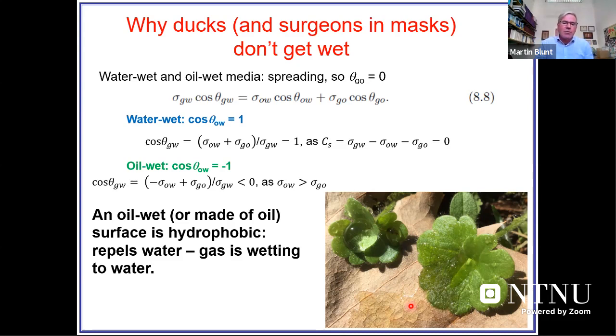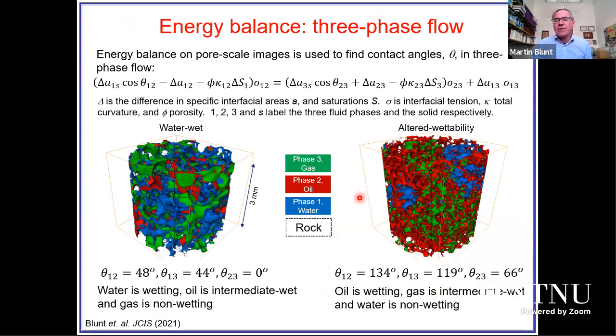So an oil wet surface, or something that's made out of an oil like a plastic, is also hydrophobic in its traditional sense, which means it doesn't like water in the presence of air. Again, this is almost intuitively obvious for every discipline except obviously the oil industry, where we have this idea that gas always has to be the most non-wetting phase. Gas has to be non-wetting. No, it doesn't. Not in an oil wet medium.